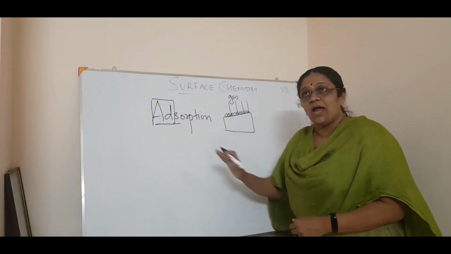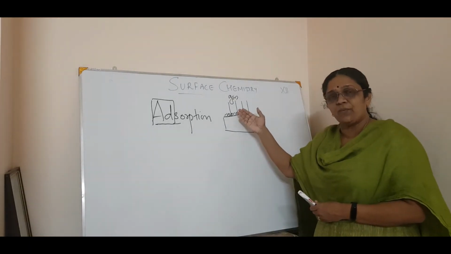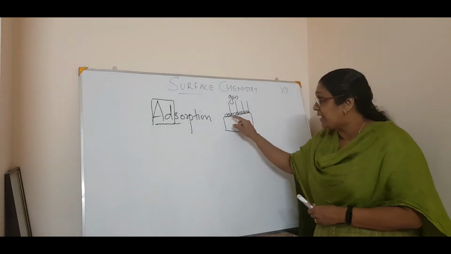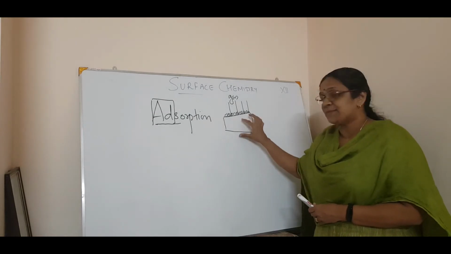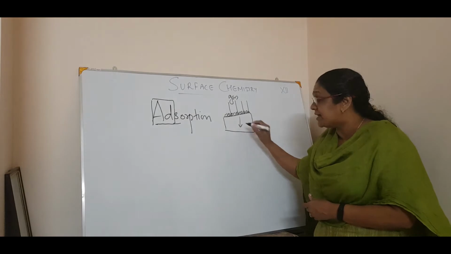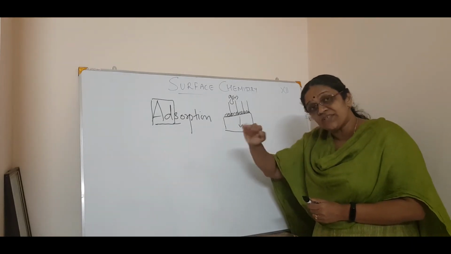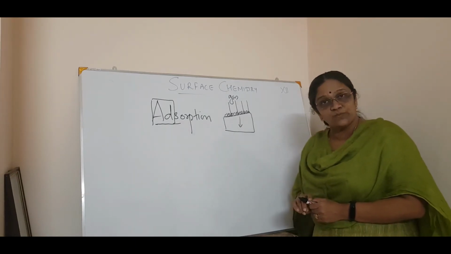Okay. Now adsorption means what? The molecules, gas or liquid, whatever it may be, the molecules are accumulated where? Accumulated on the surface of the substance. Okay. The molecules are not going into the bulk. It is not going inside it. It is only on the surface of the solid substance. So that is called as adsorption.